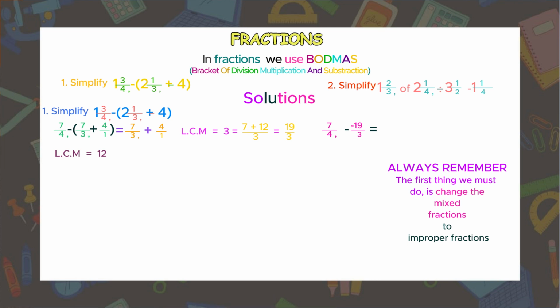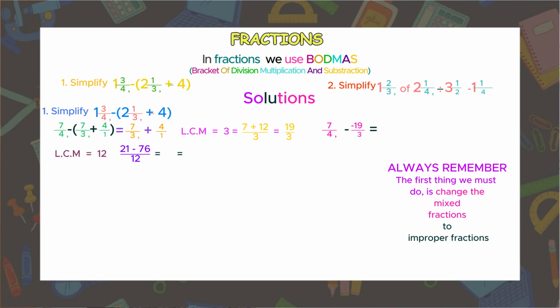Now, 4 in 12 will go 3 times. 3 multiplied by 7 is 21. Minus 3 in 12, we have it as 4. 4 multiplied by 19. Let's do the multiplication. 4 times 9 is 36. We keep 3. So 4 multiplied by 1 is 4, plus 3. That is 76.